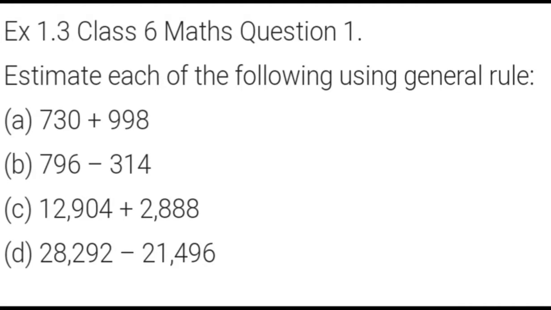Students, your exercise 1.3 begins with the first question like this. You have to estimate each of the following using the general rule. That means you have to follow the rounding off to the nearest ones. That is the general rule. Now we are going to see the first question A.